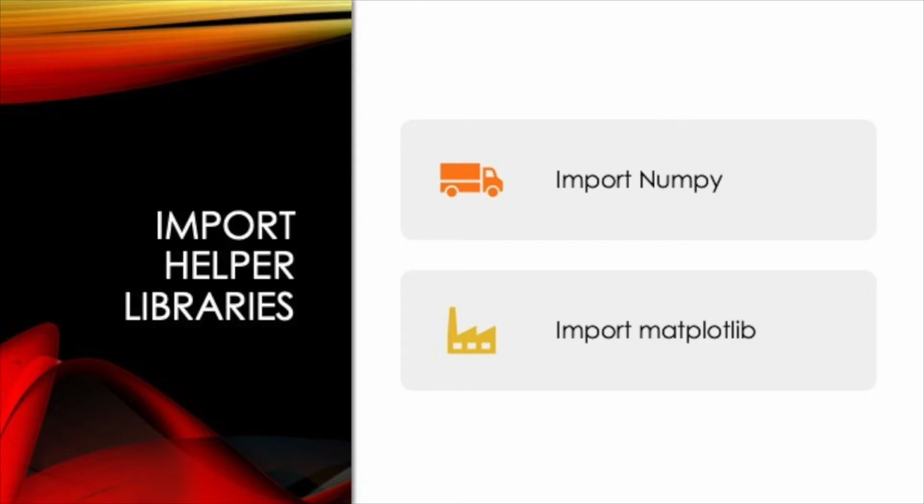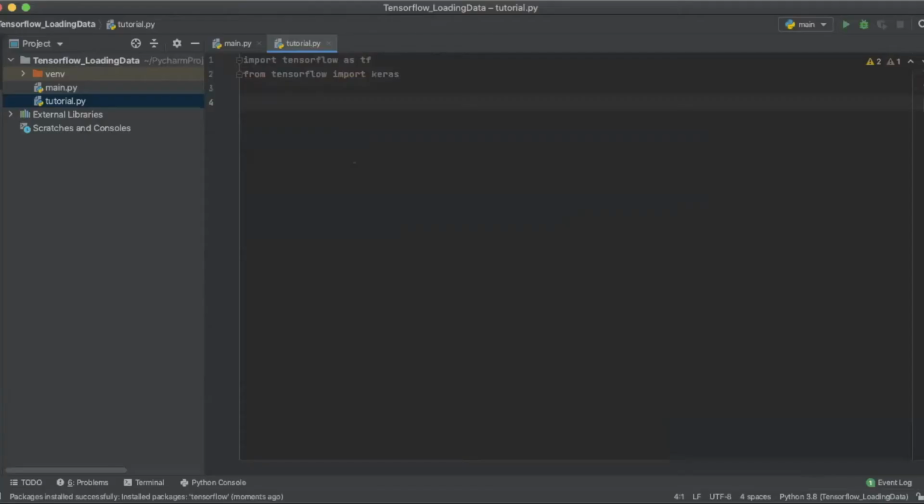The next step is we need to import some helper libraries. Those libraries are NumPy and matplotlib. These two libraries will allow us to graph some things and/or view data from our dataset.